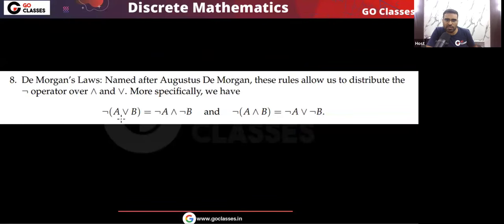De Morgan law means if you have negation of A or B, that is the same as A negation and B negation. Basically, this or will become and, A will become A bar, B will become B bar. Similarly, negation of A and B will be A negation or B negation, and this and will become or.